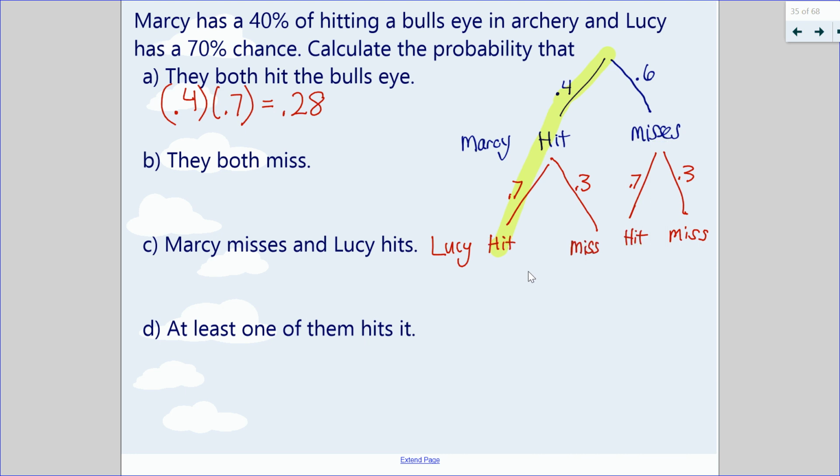Now let's do the probability they both miss. They both miss is a different part of the tree diagram. It's over here. Miss, miss. Again, going down the tree, you multiply. That's going to be an 18% chance that they both miss.